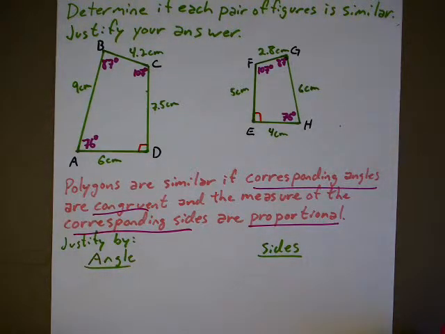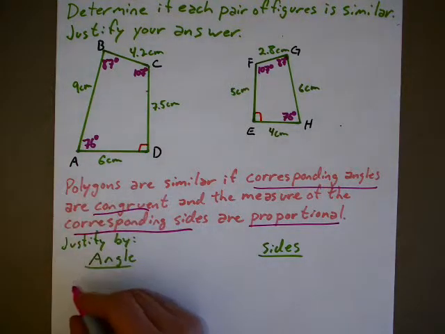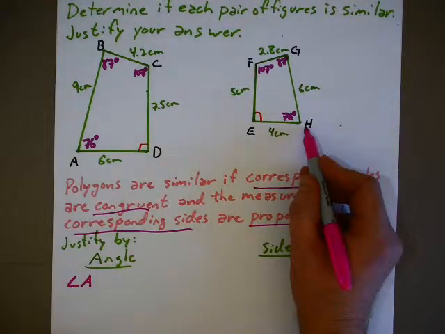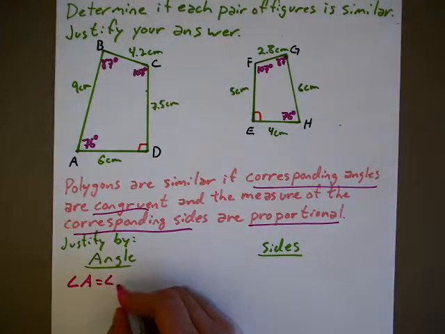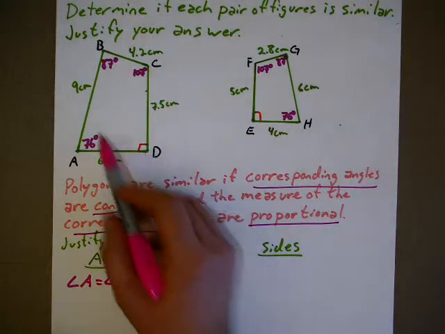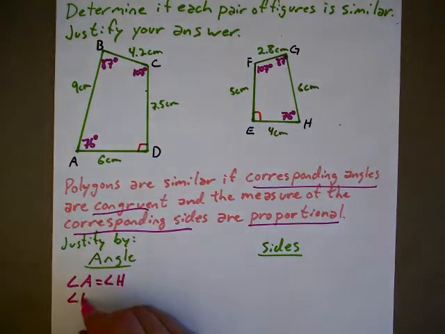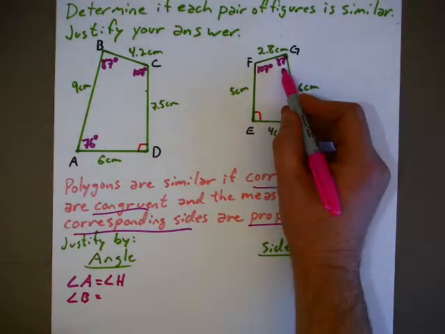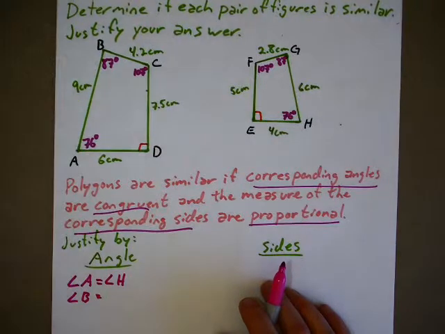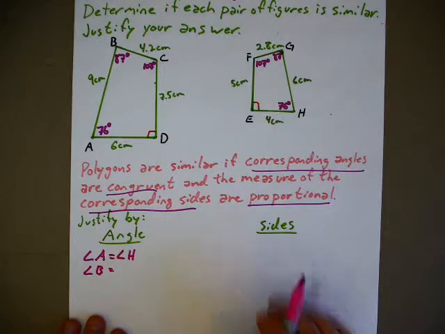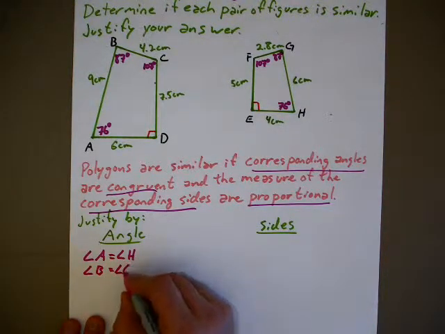So if you look up here, I'll start with angle A right there. You can see that angle A is 76 degrees, and that's going to be congruent to angle H. And then let's go to angle B. Angle B is 87 degrees, and you can see over here that angle G is also 87 degrees. I'm going to have to zoom out a little more for us, as far as I can go. Okay, so it's congruent to angle G.